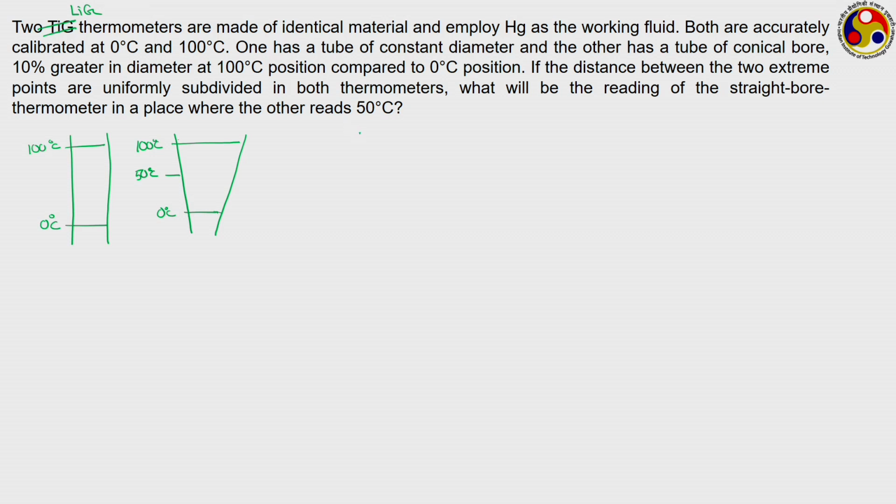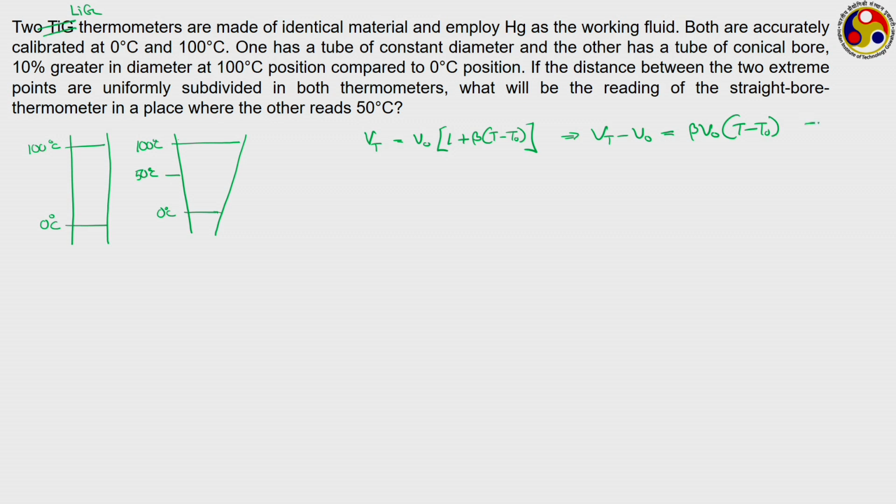Now, we know that for any such device, the volume of mercury at temperature T can be given as V_0 into (1 plus beta into (T minus T_0)), where T_0 is some reference temperature, V_0 is the volume of mercury corresponding to T_0, and beta is the coefficient of volumetric expansion. V_T is the volume corresponding to temperature T. Let me use capital T to be consistent. So, V_T minus V_0 is equal to beta V_0 into (T minus T_0).